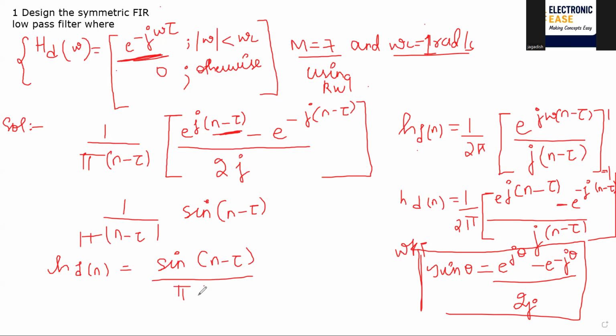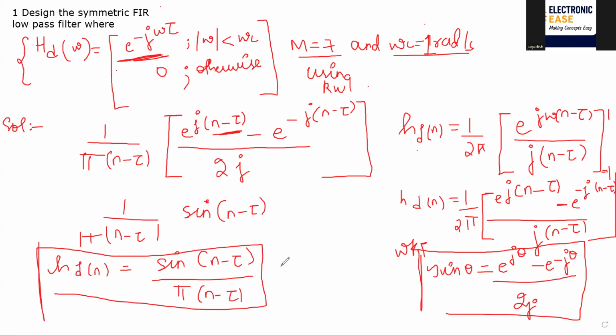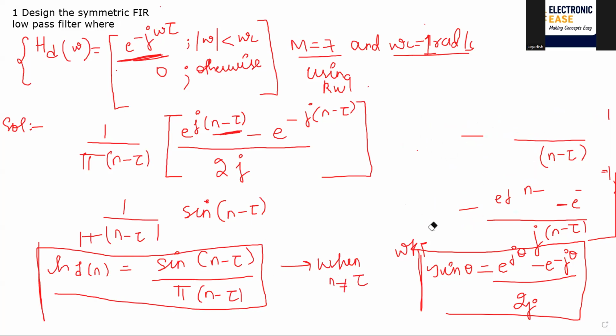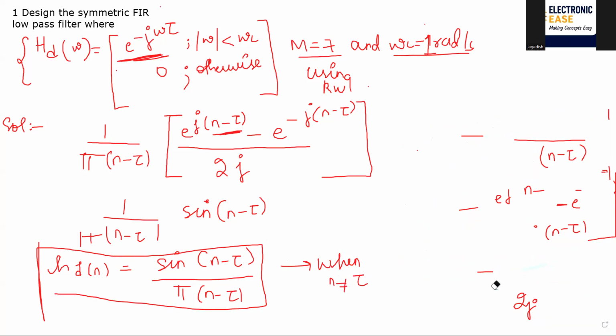So this is case one, whenever n is not equal to tau. Whenever n is not equal to tau, you will be getting this expression. Next, whenever n equals tau, that is case 2.